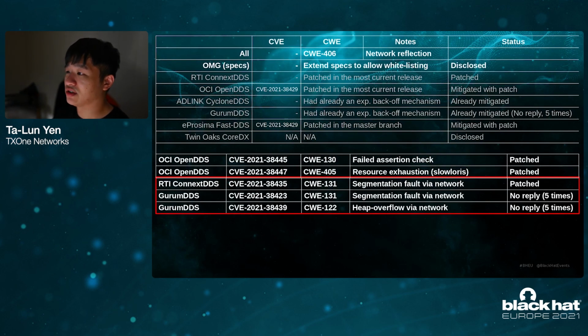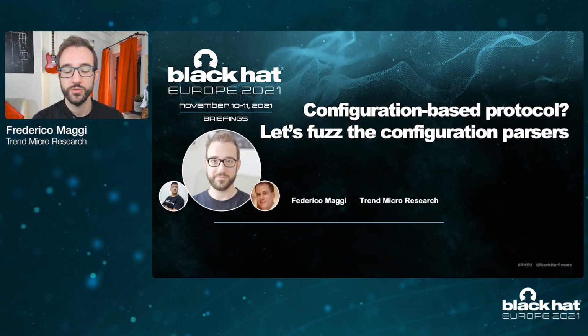So, as you can see, here's a graph of what we have found with binary fuzzing. And let's get back to Federico. Thank you very much, Ta-Lun.